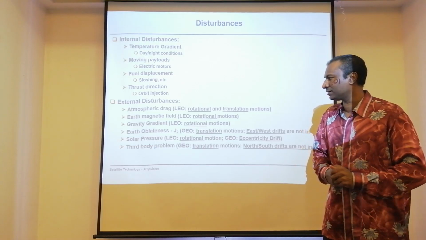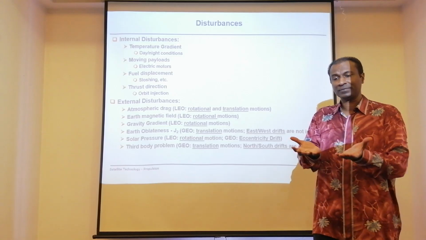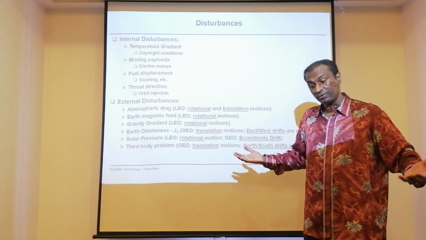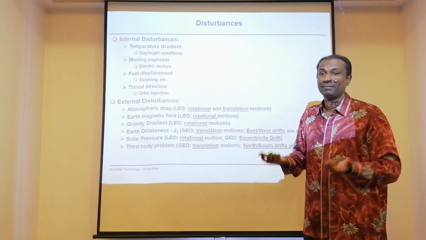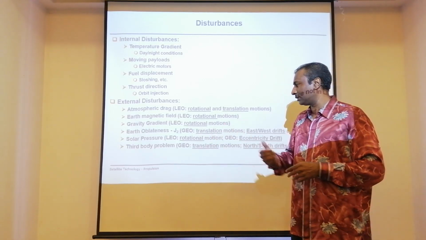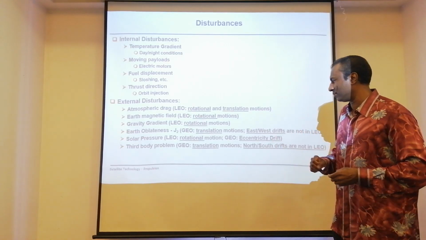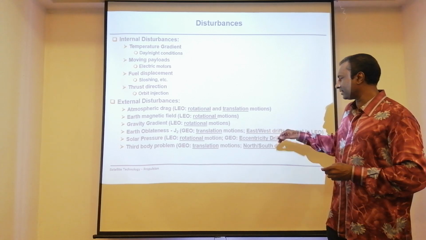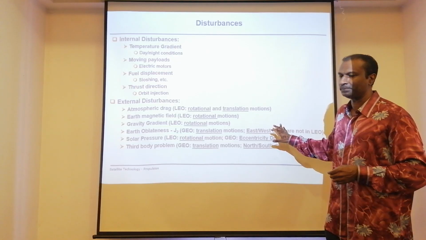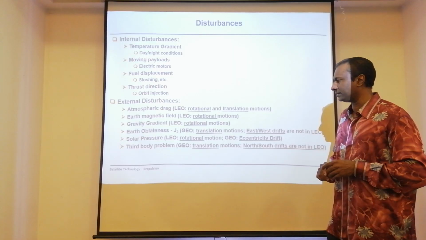Solar pressure is another disturbance coming from the sun. Remember, the sun gives you solar energy, so that your photovoltaic cells can generate electricity to run the satellite. At the same time, the sun is also disturbing the satellite. So there is solar pressure. In LEO it is rotational. In GEO it is an eccentricity drift that you can have. Don't worry about the actual disturbance in GEO, because this is more into space mechanics that you will treat in an upcoming subject.